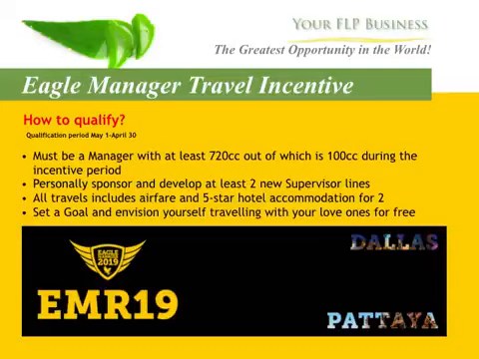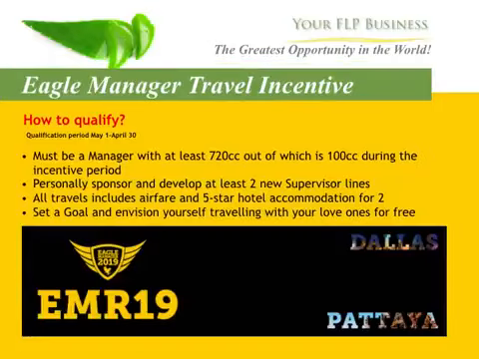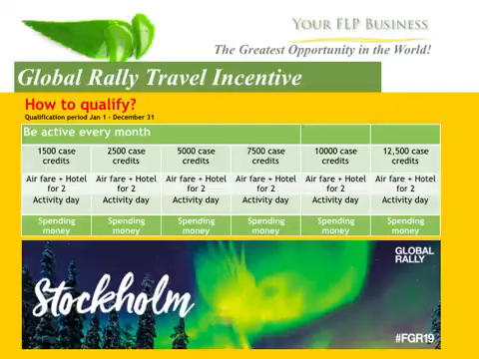It includes an airfare, 5-star hotel accommodation, and full board meal good for 2. You can bring your husband, your wife, your child, your parents, or a friend. So you just need to set a goal and envision yourself traveling with your loved ones for free. And the next travel will be the Eagle Manager 2019. You can choose either Dallas or Pattaya, Thailand.